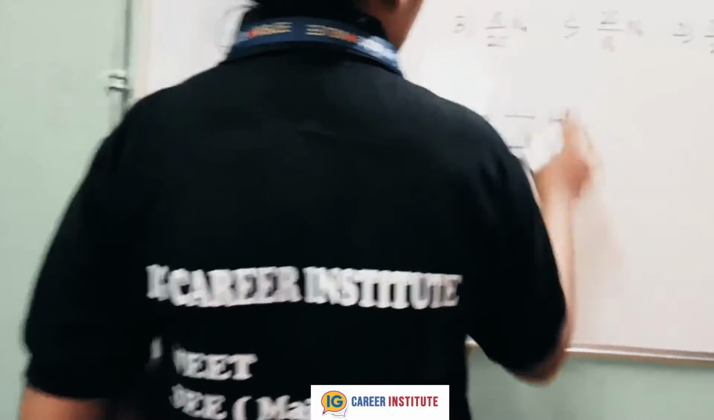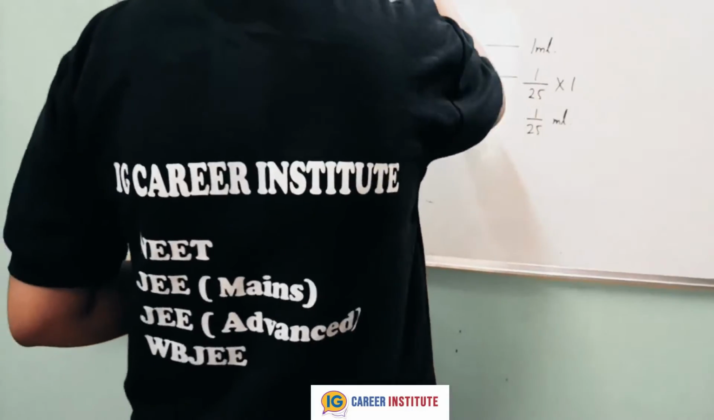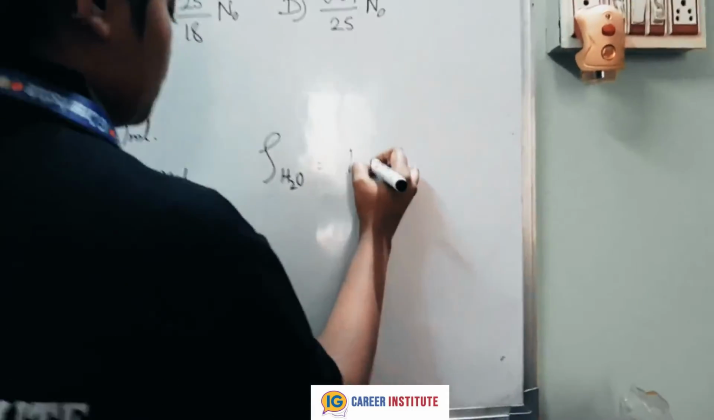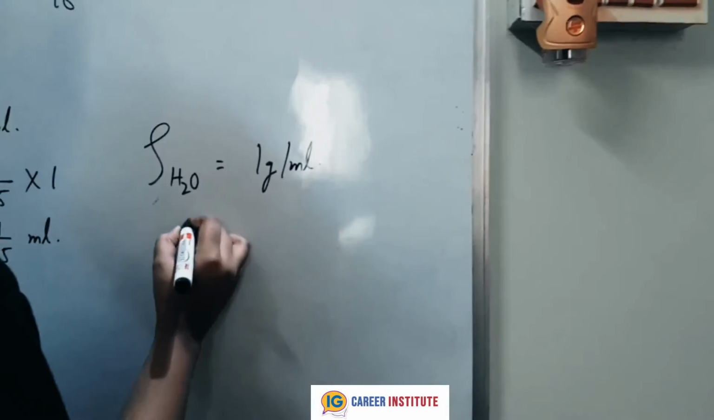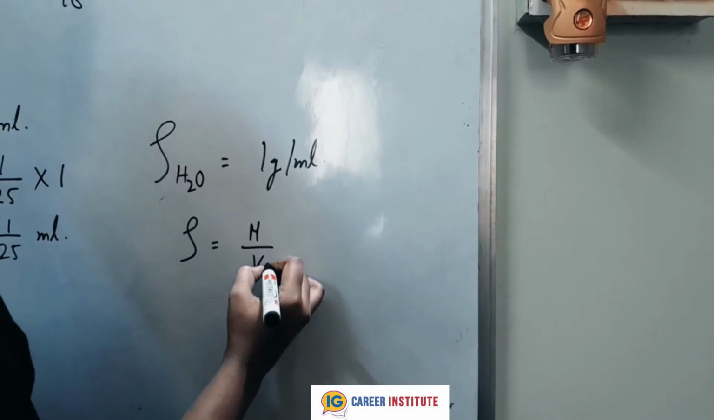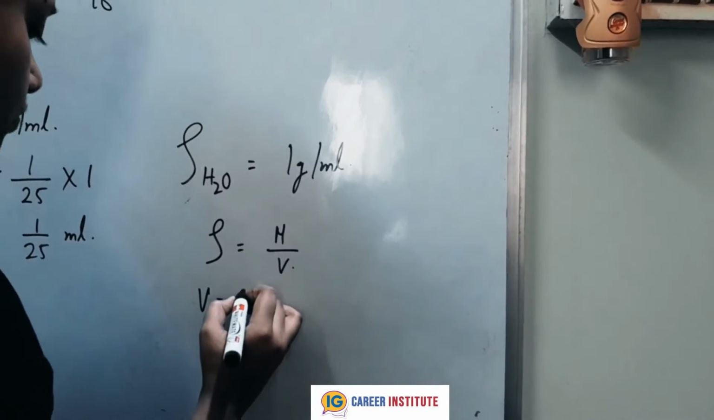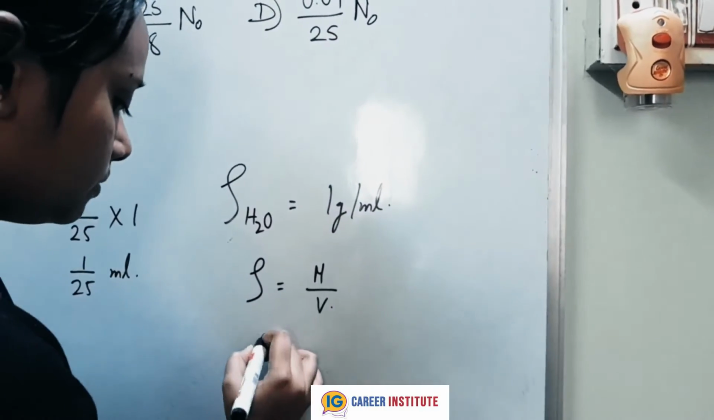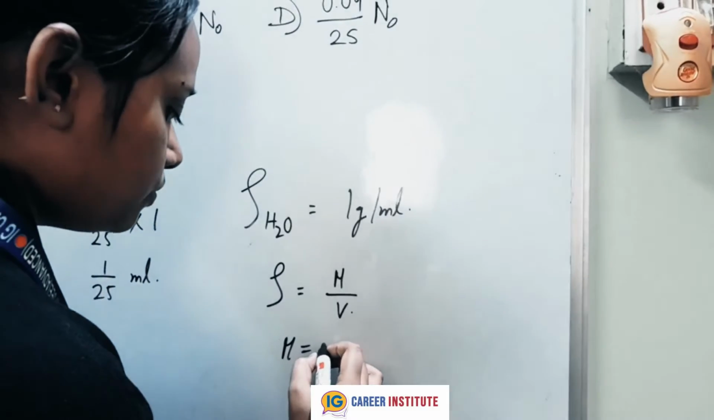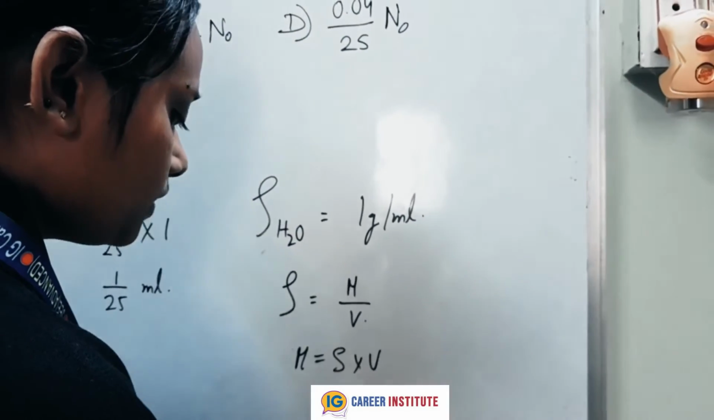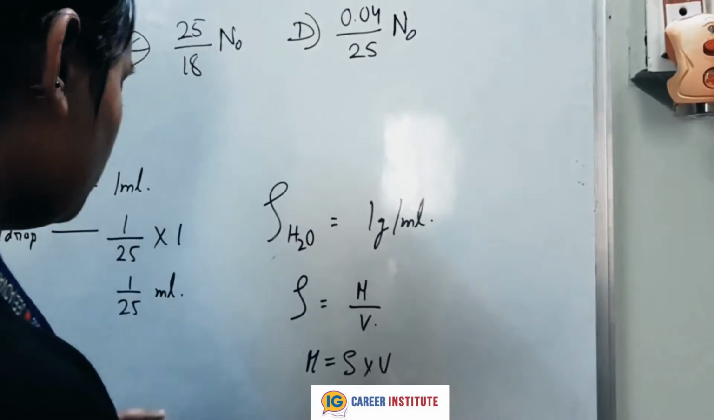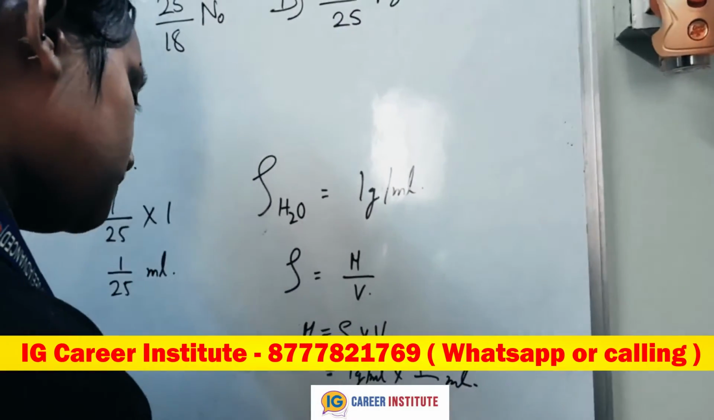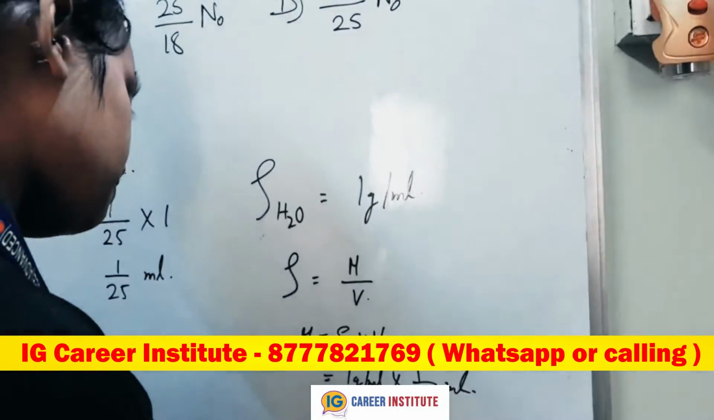Next we have to convert it into gram. The density of water is given as 1 gram per ml. Now we know rho equals mass by volume, so mass equals rho into volume. Rho is 1 gram per ml, into the volume, which is 1 by 25, just now calculated. So ml will cancel out, and we will be left with 1 by 25 gram.